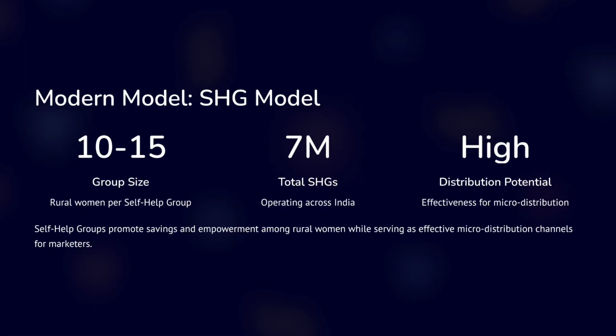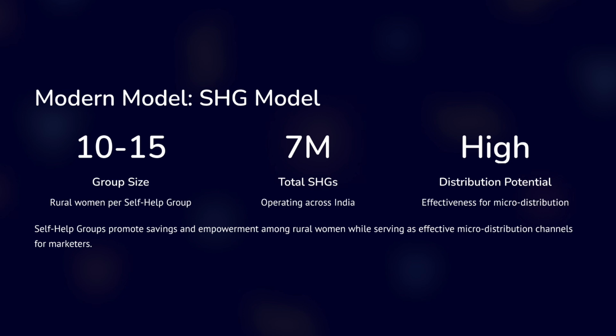To meet the rising demand in rural markets, many companies are now using modern distribution models. One powerful example is the self-help group model. Now let us discuss what the self-help group model is.